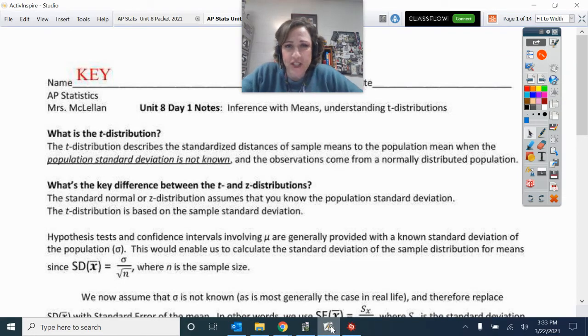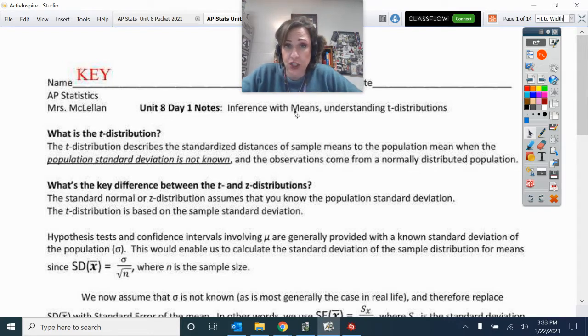All right, we have just finished our inference with proportions. So we went through one proportions and two proportions, and then we also talked about the possible errors and what power is related to that. Now, errors and power have to also do with means. So we will see that, we'll bring that back with our means.